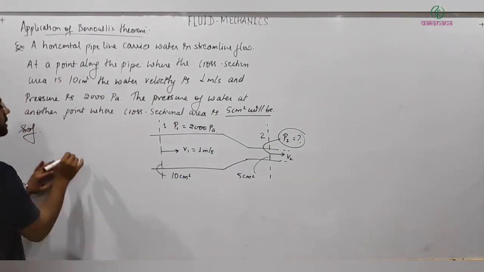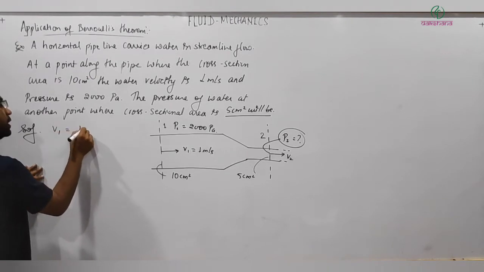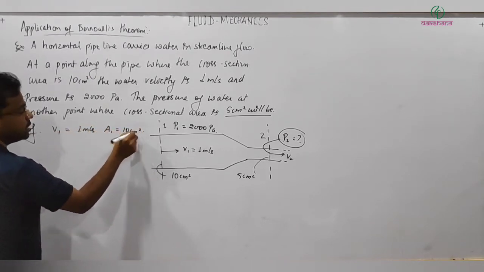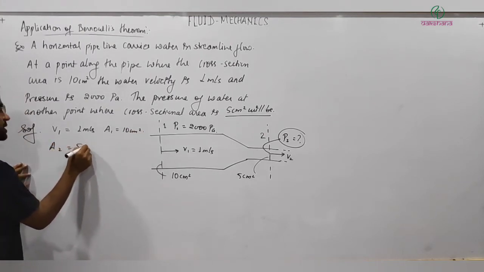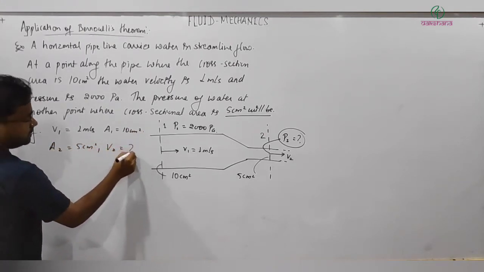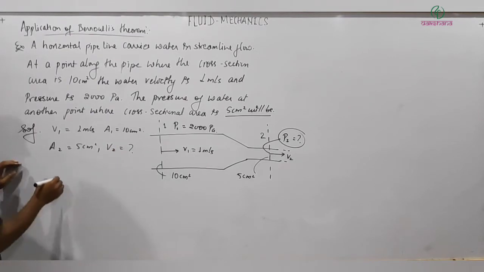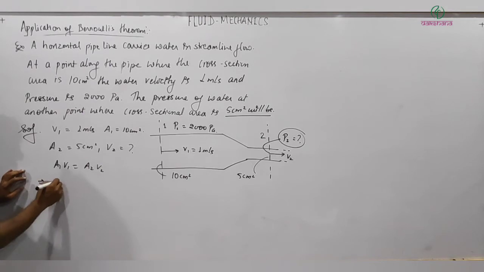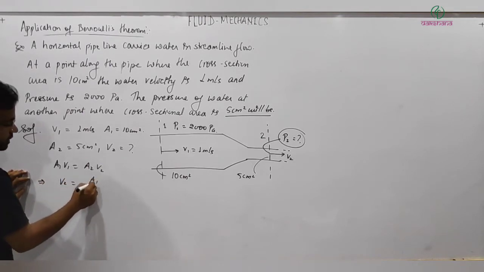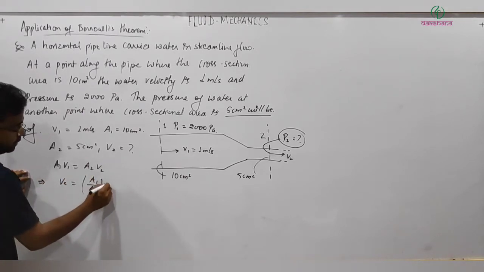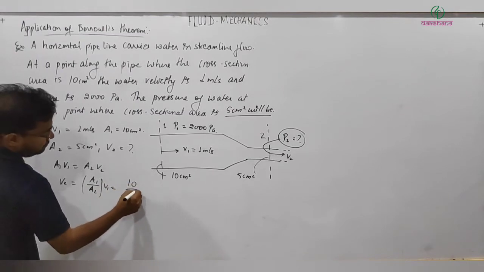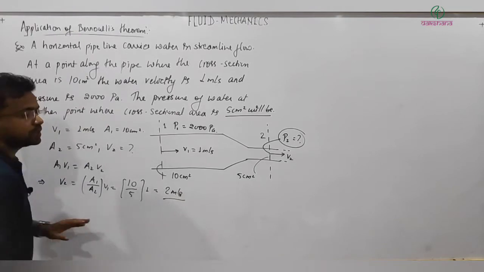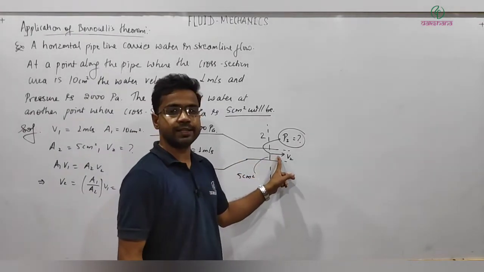First, V1 is given as 1 meter per second and A1 is given as 10 centimeter square. A2 is given as 5 centimeter square, but V2 is not given. By the simple equation of continuity, I can write A1 V1 equal to A2 V2. This implies V2 is equal to A1 by A2 multiplied by V1, that is 10 divided by 5 multiplied by 1, which comes out to be 2 meter per second. So we got the speed of water flow at this point.